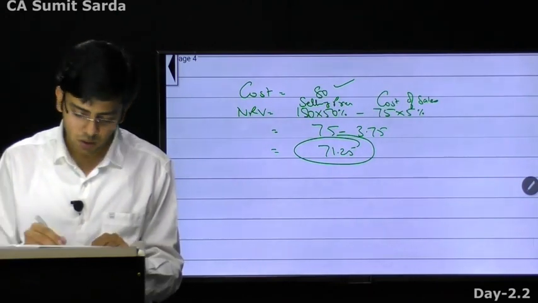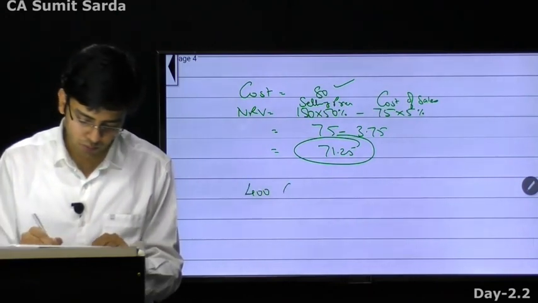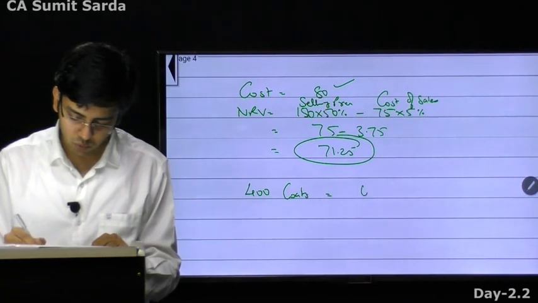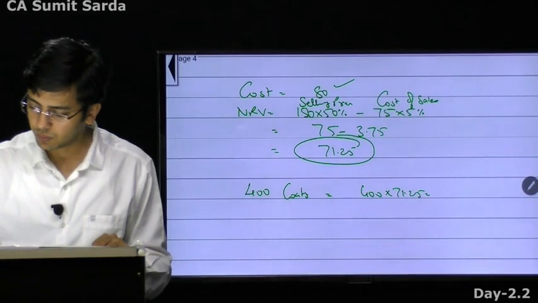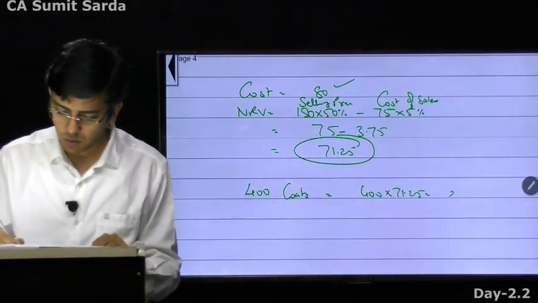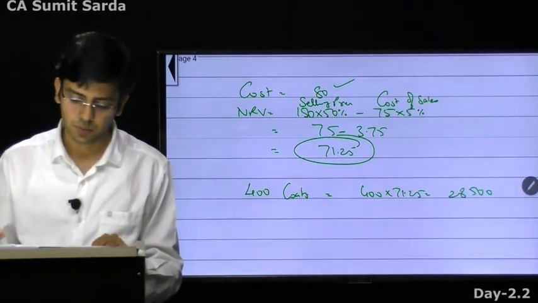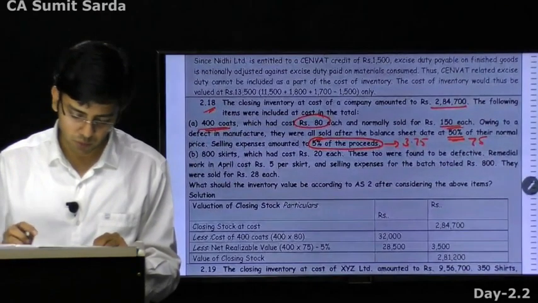Okay, fine. So we have 400 coats. So 400 into 71.25, 28,500. Okay, so we'll move on.